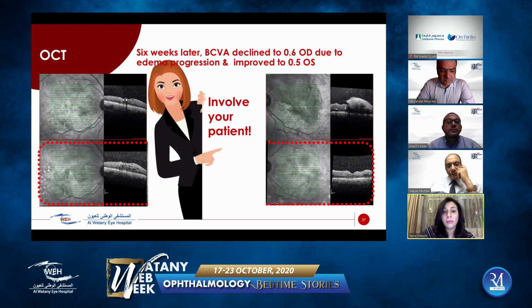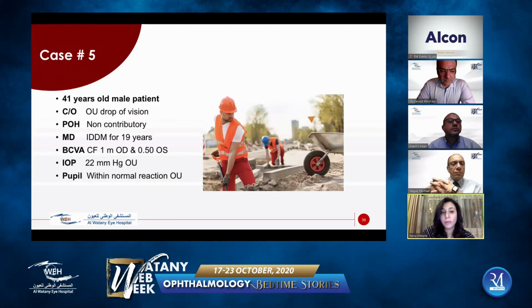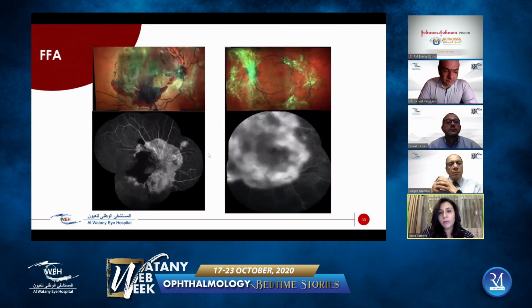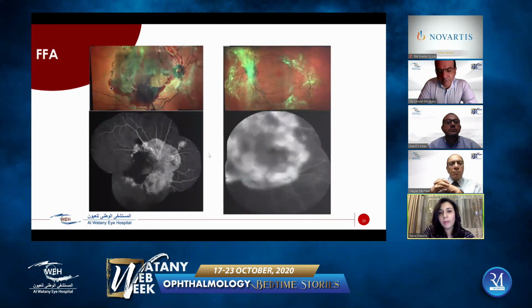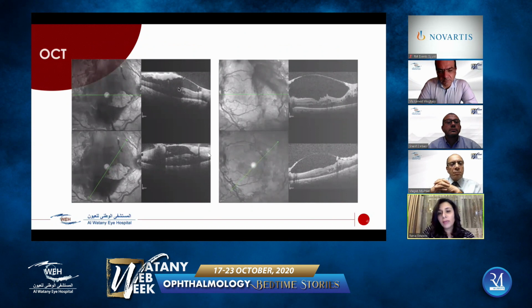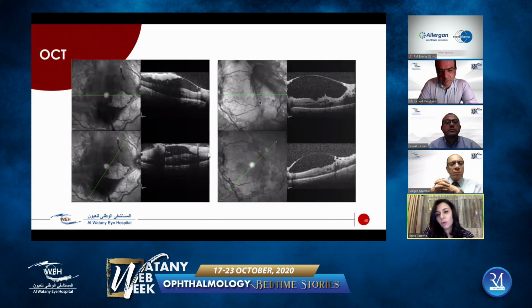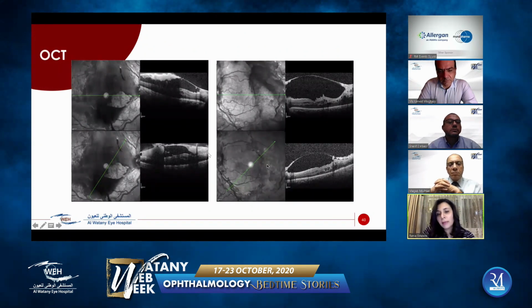My last case is a worker. He is a 41 years old male patient who came complaining of drop of vision, counting finger in the right eye and 0.5 in the left eye. Fluorescein shows fibrovascular proliferation surrounding the arcades, pre-retinal hemorrhage in the right eye. OCT shows a premacular hemorrhage, maybe an extra foveal traction in both eyes, encroaching into the parafoveal area supranasally in the right eye and supratemporally in the left eye.